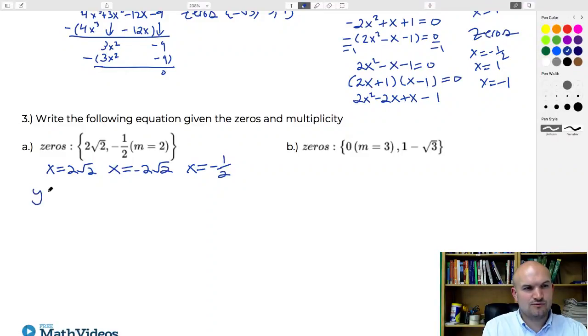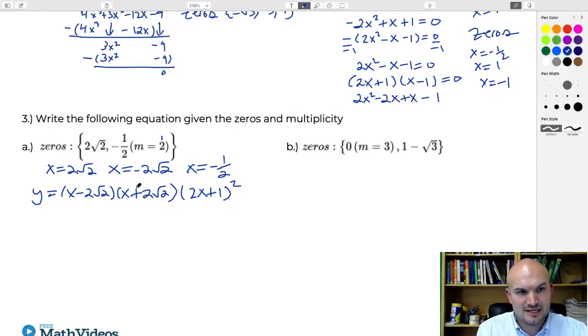is I can say, I'll just write y equals x minus 2 radical 2 times x plus 2 radical 2 times 2x plus 1, and then remember the multiplicity is to the second power, so that's squared. Now, you've got to multiply this by the difference of two squares. So remember, you can see here one's positive, one's negative, so that's going to produce a difference of two squares. So x times x is x squared. Negative 2 square root of 2 times positive 2 square root of 2 is going to be a negative 4 times 2, which is a negative 8. So I have x squared minus 8.